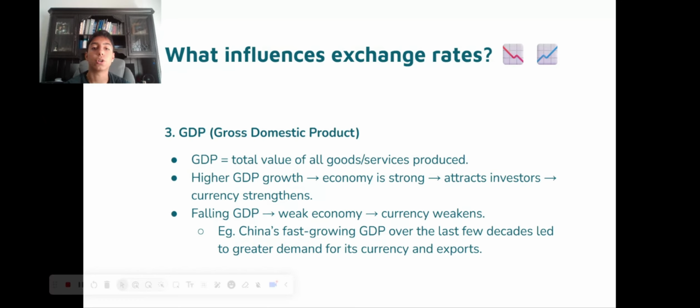The third is GDP, or gross domestic product, which most of you are probably familiar with already. GDP is the total value of all goods and services a country produces. If a country's GDP is growing fast, it means the economy is strong. Investors are more confident and want in. The currency gets stronger. An example: China's fast-growing GDP from the 2000s attracted massive foreign investment, boosting the Chinese yuan and increasing demand for Chinese exports.